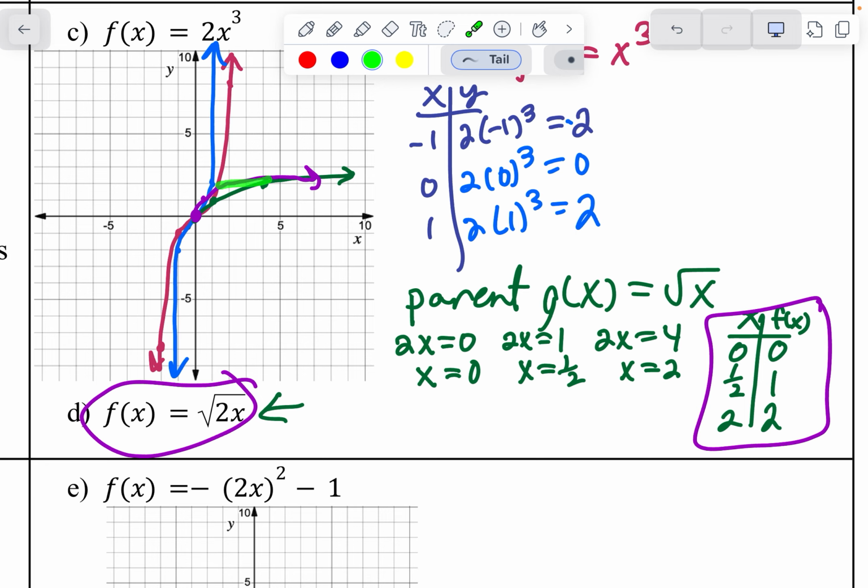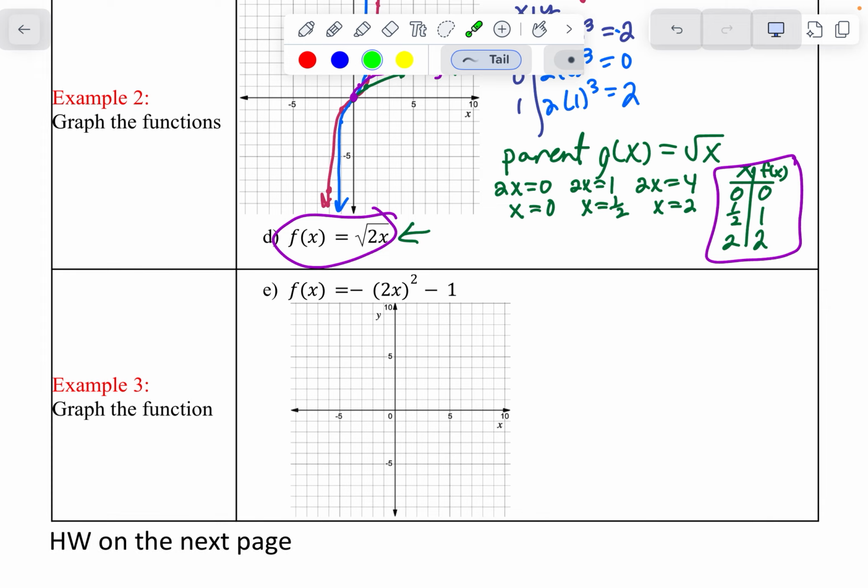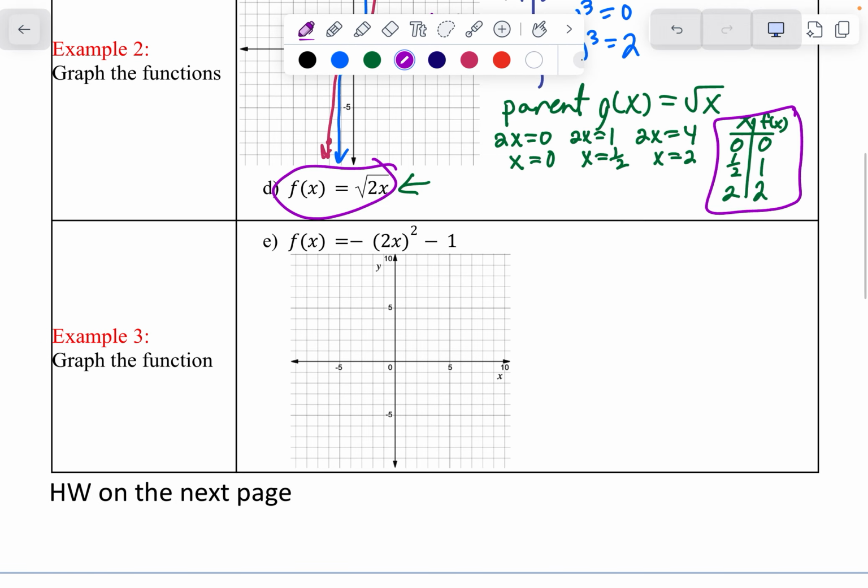This distance is half as much. This distance, so the distances, it gets squished in. They're the hardest ones to see, so they will be ones that you might just have to plug in points. Okay. And then one last one, and then you'll have the rest of class to work on the homework.